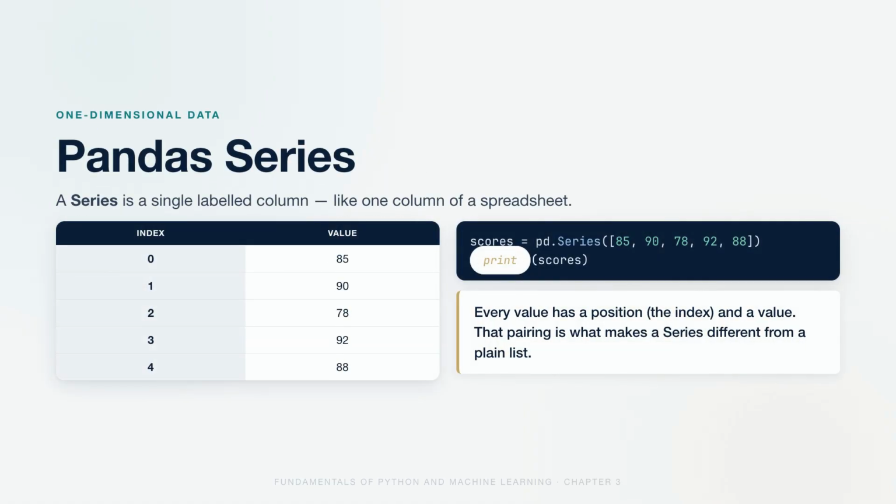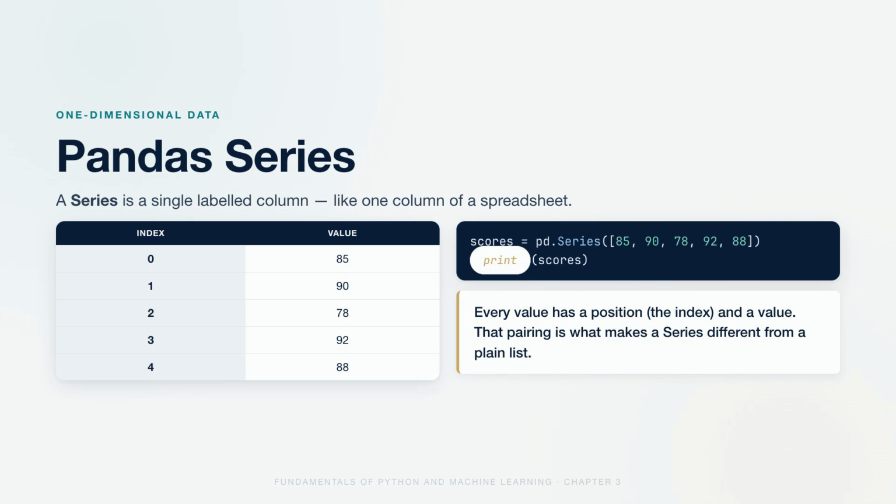The first major Pandas structure is the series. A Pandas series is a one-dimensional data structure. You can think of it as a single column of data. For example, imagine we have a list of student scores. It is a series of 85, 90, 78, 92. This creates a series with 4 values.